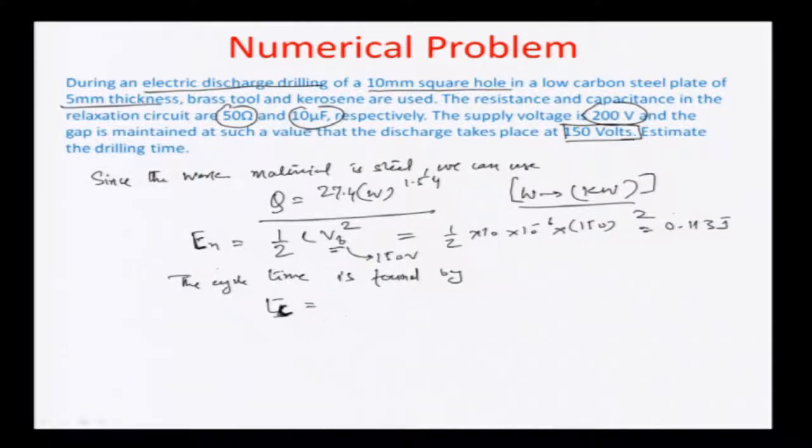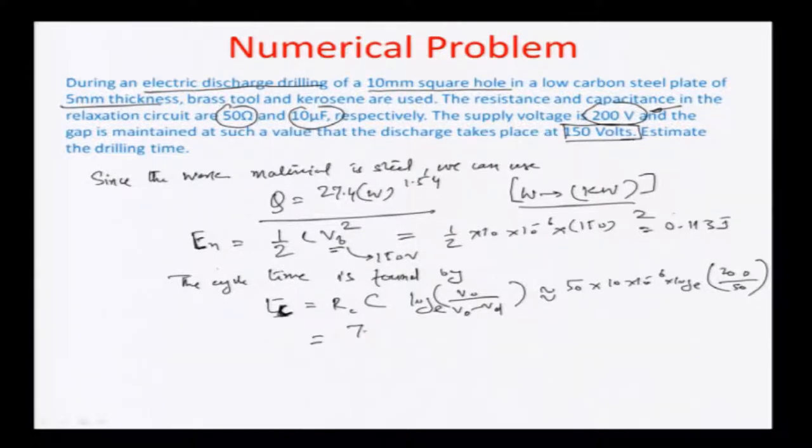and the equation that was discussed earlier is R C times log of V0 by V0 minus VD. VD is the discharge voltage, this is log to the base e. So this becomes equal to 50 times 10 to the power of minus 6, the capacitance, times log to the base e of the operating voltage, which is taken as 200 volts in this example, divided by Vd minus Vo, which is about 50 volts in this particular case. So this corresponds to a time of about 7 to the power of minus 4 seconds.